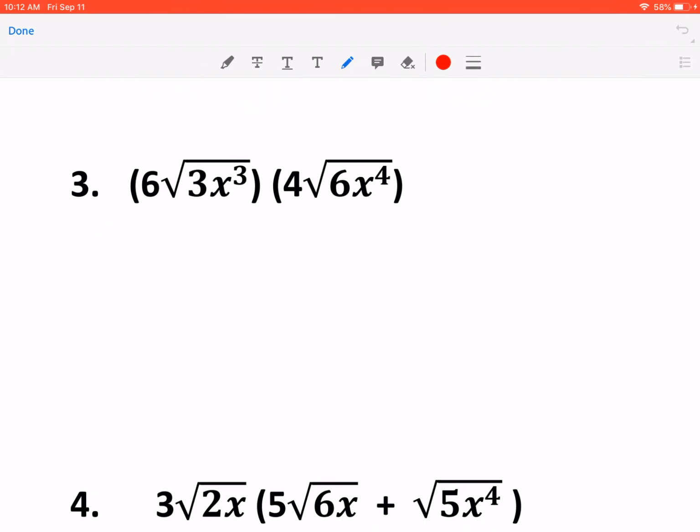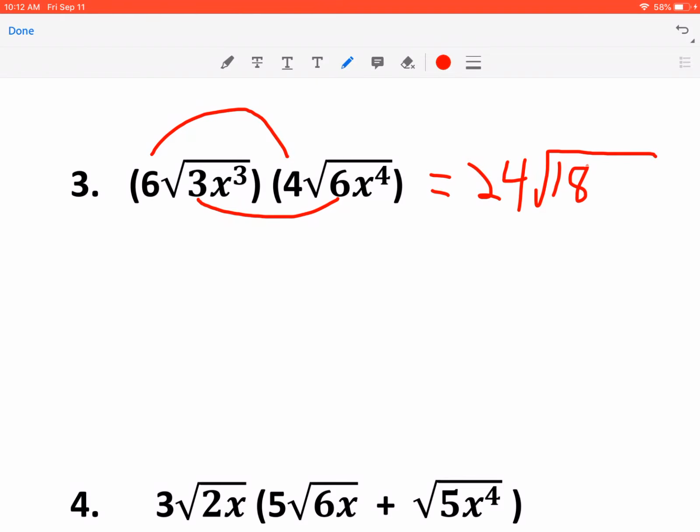Rules don't change. So we're going to multiply outside by outside. So that's 24, 6 times 4. But then we're going to multiply everything inside the radicals. So 3 times 6 is 18. But again, remember your exponent rules. What is x to the third times x to the fourth? If the base is the same, we add the exponents, so it's x to the 7th. That's your answer unless you can simplify it.